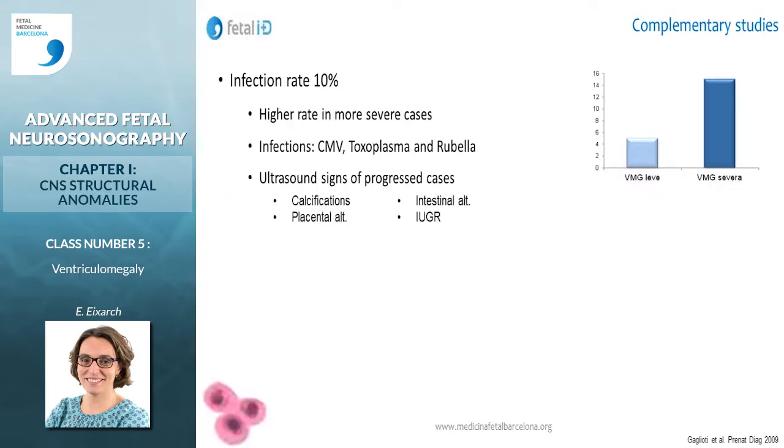What do we do regarding infections? They are present in 10% of cases of ventriculomegaly, and the rates are higher in cases of severe ventriculomegaly, as we can see here in the charts. The most frequent ones are cytomegalovirus, toxoplasma, and rubella. And in the majority of progressed cases, we will find other ultrasound markers, as we can see here on the slide. But we have to know that maybe the ventriculomegaly is the first sign we find when facing an infection.